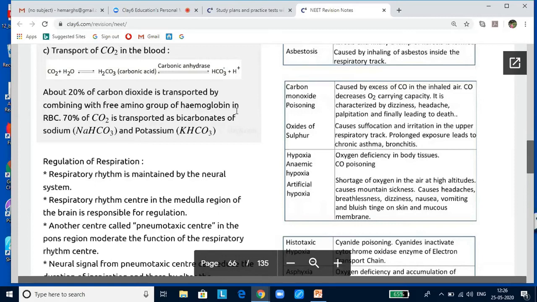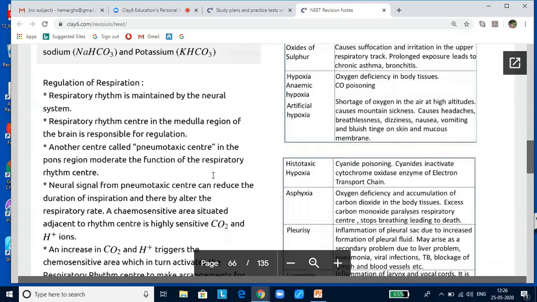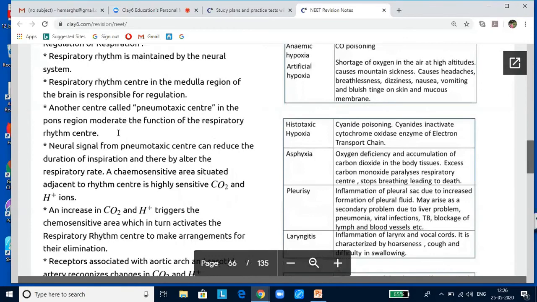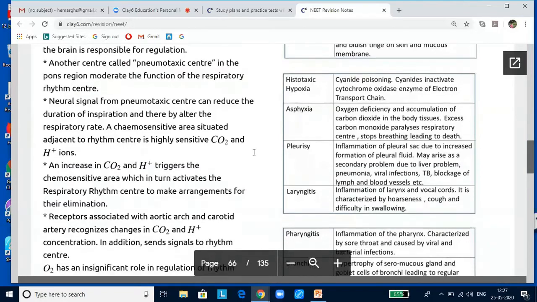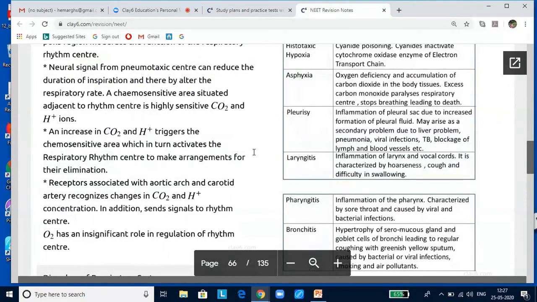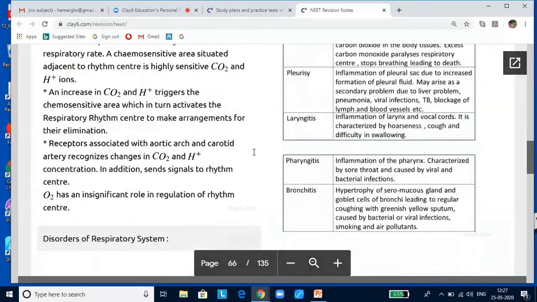Along with nervous coordination, temperature also affects breathing rate. There is another thing which is also called the pneumotaxic center in the pons region. As I said, it moderates the function of the respiratory rhythm center. Neural signals from the pneumotaxic center can reduce the duration of inspiration and thereby alter the respiratory rate. A chemosensitive area which is situated adjacent to the rhythm center is highly sensitive to carbon dioxide and H plus ions. An increase in CO2 and H plus will trigger the chemosensitive area, which in turn will activate the respiratory rhythm center to make arrangements for their elimination.